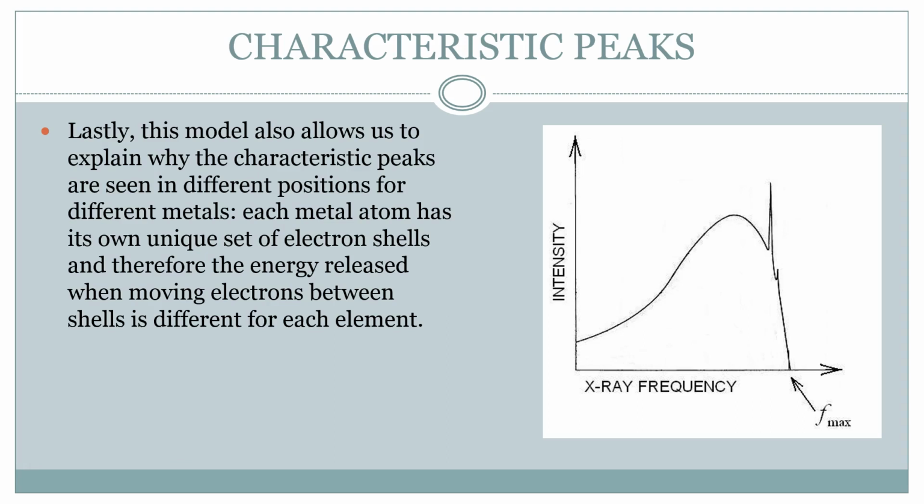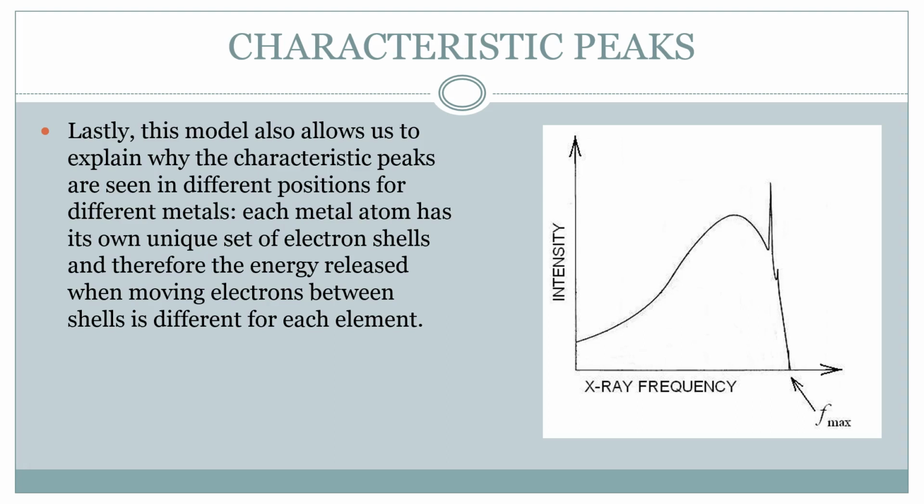So therefore, let's have a think. If you knock an electron out of the innermost shell in a tungsten atom, and an electron falls down from the second shell to occupy that inner shell, you're going to get a different energy to what you would get if you did the same thing with, say, a copper atom, because the difference in energy levels between the inner and the second shell is different for tungsten than it is for copper.